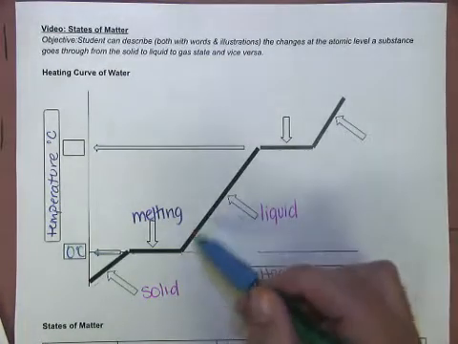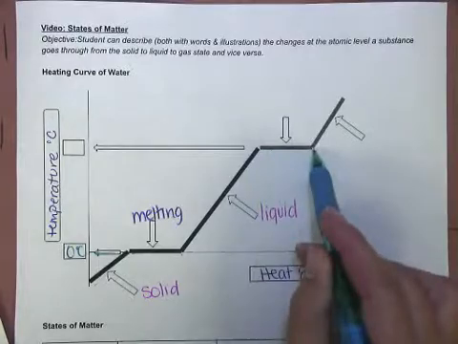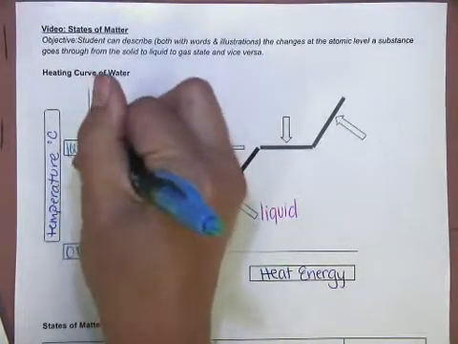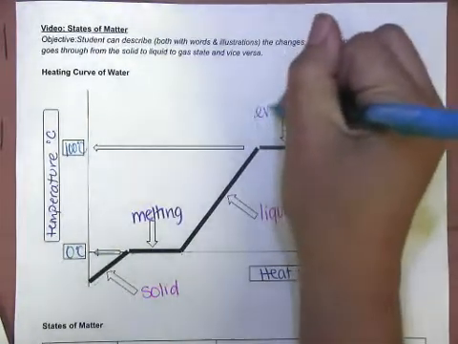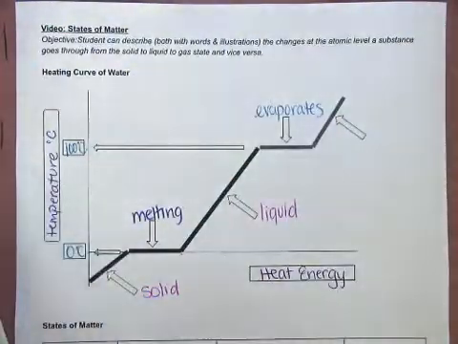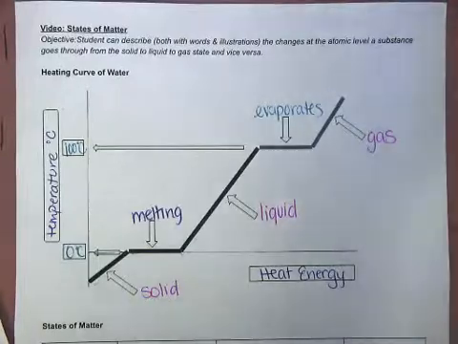And liquid water just gets hotter and hotter and hotter until we go through our second phase change, and that happens at 100 degrees Celsius. Here our liquid water evaporates, and after it evaporates, it becomes a gas.